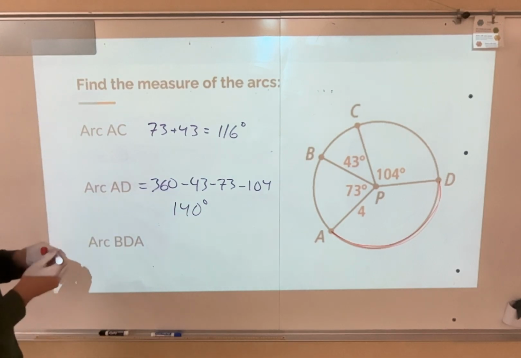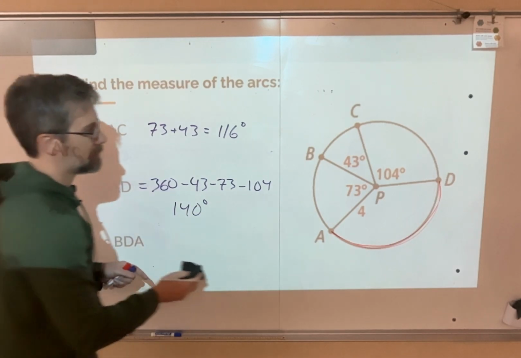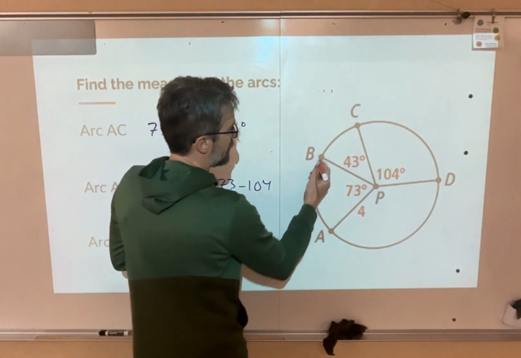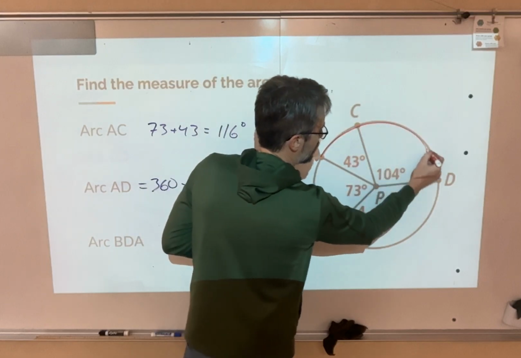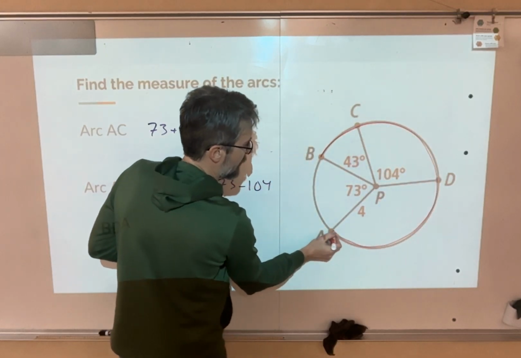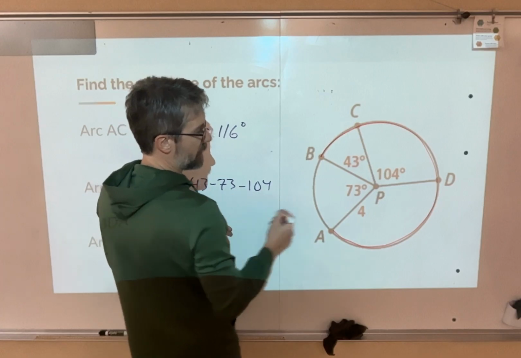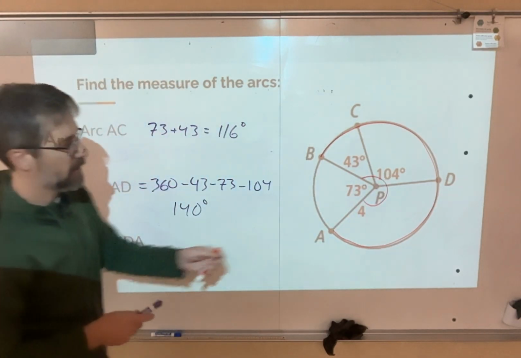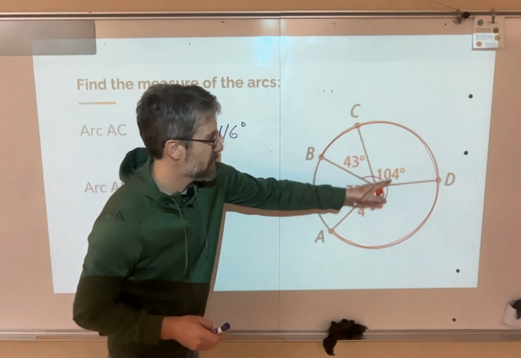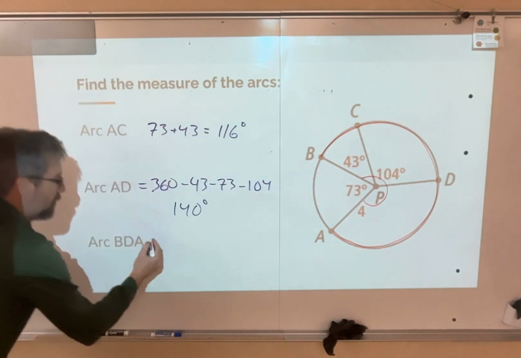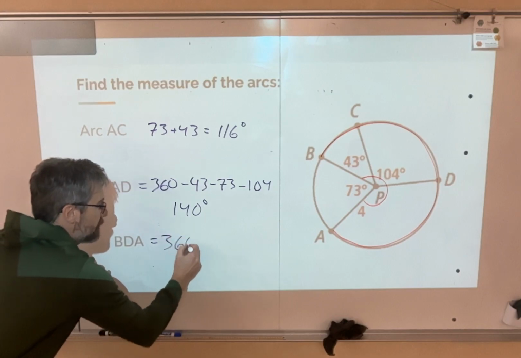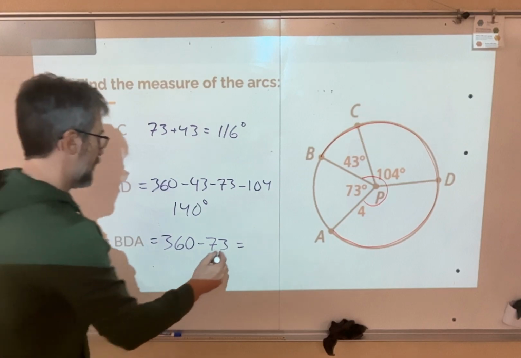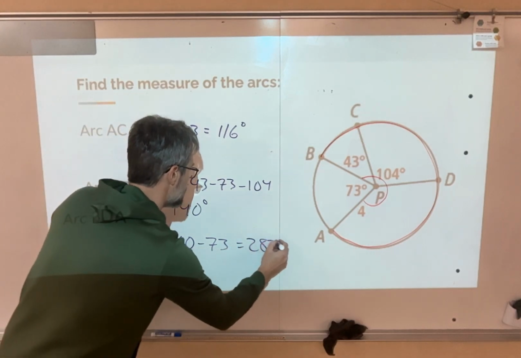All right, and then the last one, BDA. 3 letters, so I know it's more than 180 degrees, and it's going from B through D on the way to A. That is all of these central angles together except for that one, 73. Now I know this one's 140, so I could add these 3 together. Or if I didn't know that, I could just subtract the 73 from 360. And that would be 287, I think.